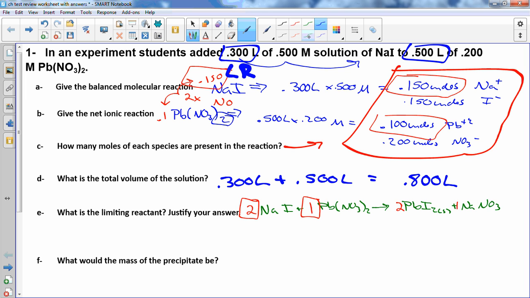All right, I'll put that down here. So this is my limiting reactant. That must mean this is my excess reactant. And I'm going to go ahead and say this is my precipitate, and then I might as well just say this is my spectator ions.